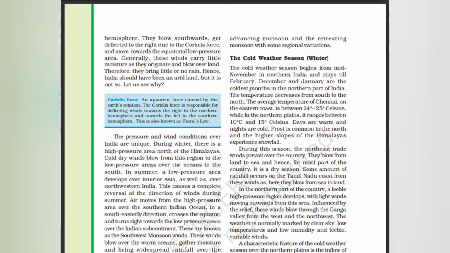The temperature decreases from south to the north. Average temperature of Chennai on the eastern coast is between 24 degrees and 25 degrees Celsius, while in the northern plains it ranges from 10 degrees Celsius to 15 degrees Celsius. Days are warm and nights are cold. Frost is common in the north and the higher slopes of the Himalayas experience snowfall.